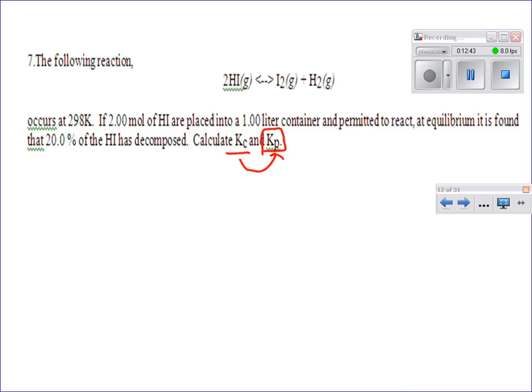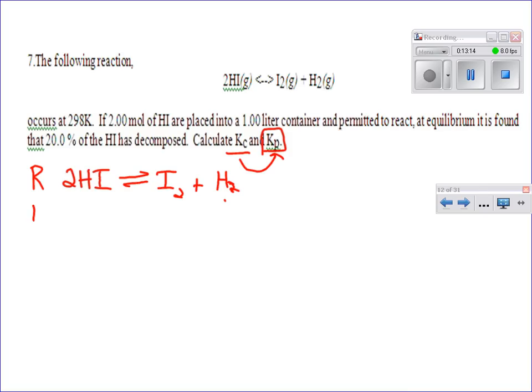That's correct. All right, so let's go ahead and set up our RICE table first. It's 2HI, I2 plus H2. These are all gases. I'm being a little bit lazy with my state notation, but remember, if it's a solid or a liquid, say that this were a solid, for instance, we'd do this and we wouldn't even put it in the table, but that's not the case here. So this is a gas.